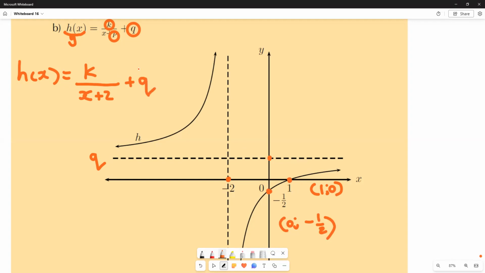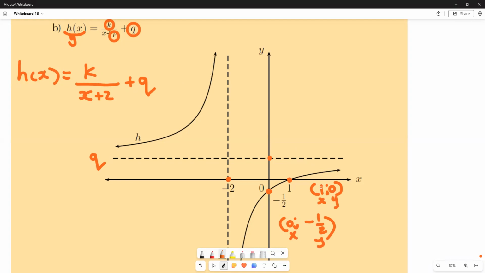How many unknowns do we have now? You have 2 unknowns. The number of unknowns must be equal to the number of points that you have, which is the case here, because I have K and Q which are unknown. Here I have this point, I have that point. So I can easily do simultaneous equations. Remember, this is my X, that's my Y. This is my X, that's my Y. So I can solve this simultaneously.